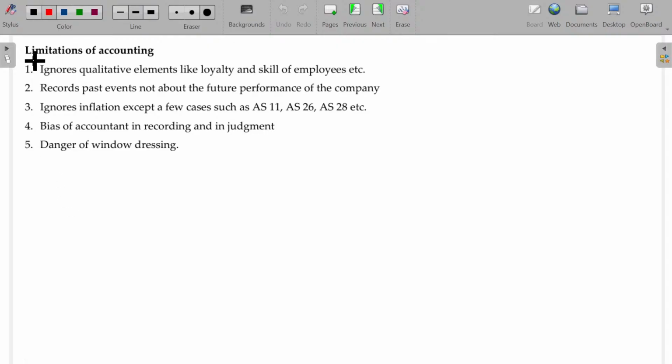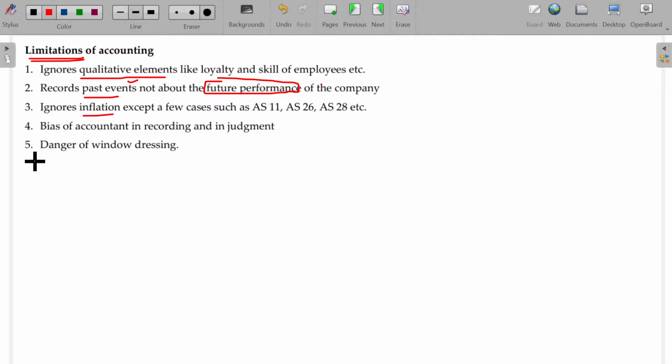And accounting has some limitations. Skill of employees, it ignores qualitative elements and records past events, not the future performance. Accounts is all about showing only the past events, not the future. But we are in need of the future. I don't want what happened in earlier days, but I want to know what happens in the coming days. But the accounts will not reflect that, right? So accounts prepare only the past year's information.